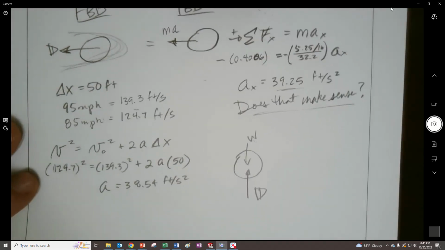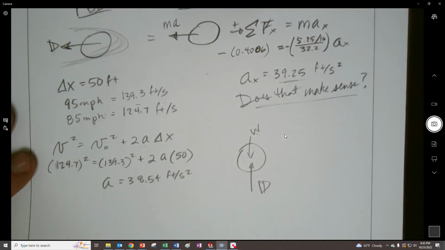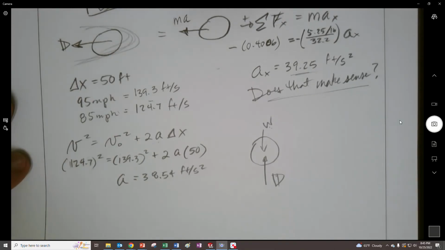So that's kind of a cool problem to look through, and maybe that will be a homework assignment. So maybe if you made it all the way through this, you're going to have one leg up on everybody else.